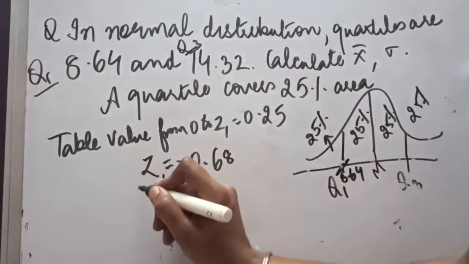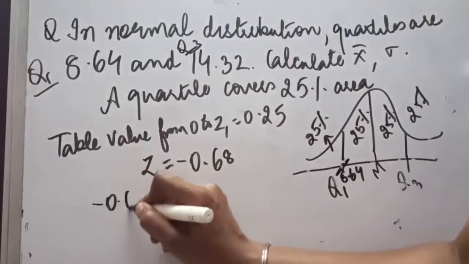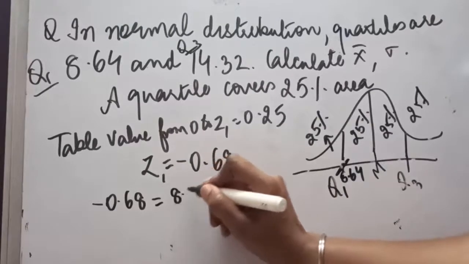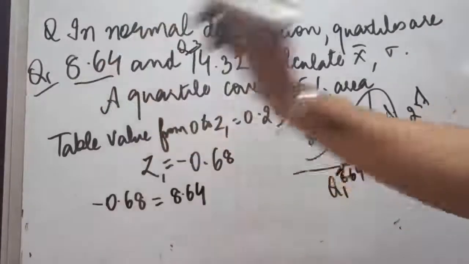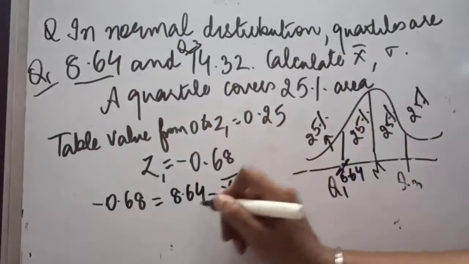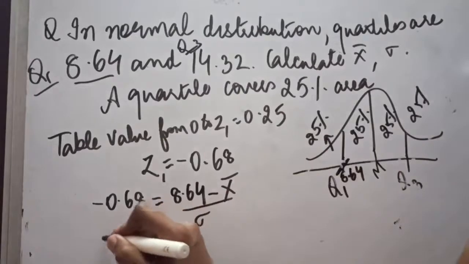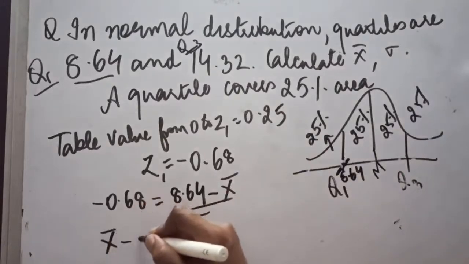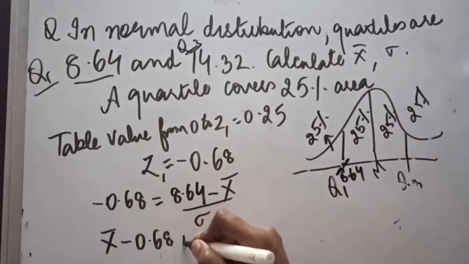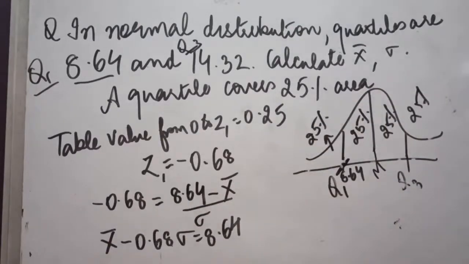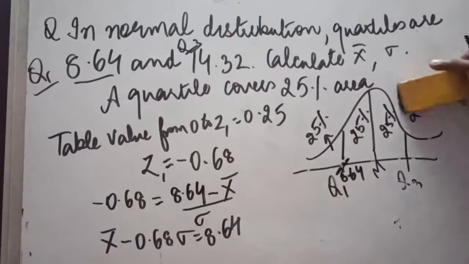Now we will put the values. Our z is minus 0.68, and the formula is x minus mean over standard deviation. As x we know 8.64 is given in the question, minus x mean is not given and standard deviation is not given. So from here we will create our first equation. Our first equation comes out to be mean minus 0.68 standard deviation is equal to 8.64. So this is the first equation that we will get.